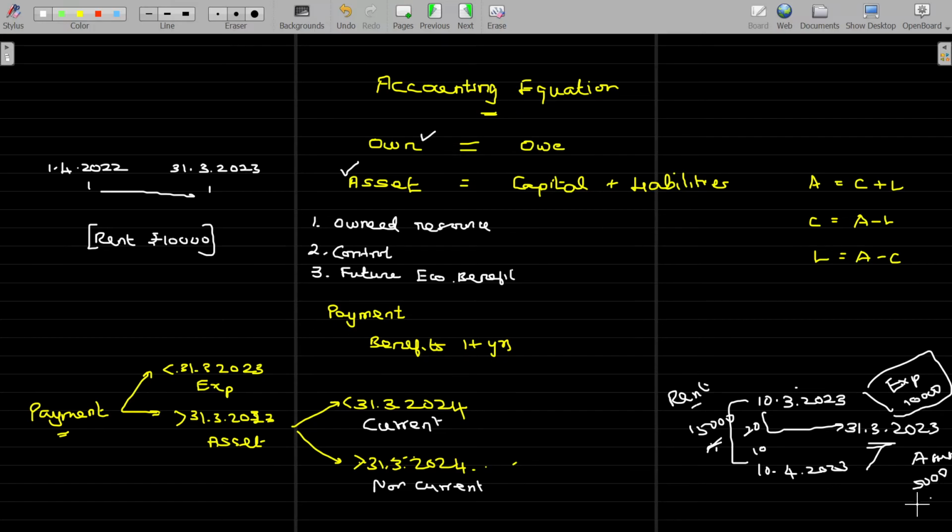Now, this benefit is not expired as on the year end. You still have the period to enjoy later, right? But for how many years do you have the possibility to enjoy this 5,000 payment?